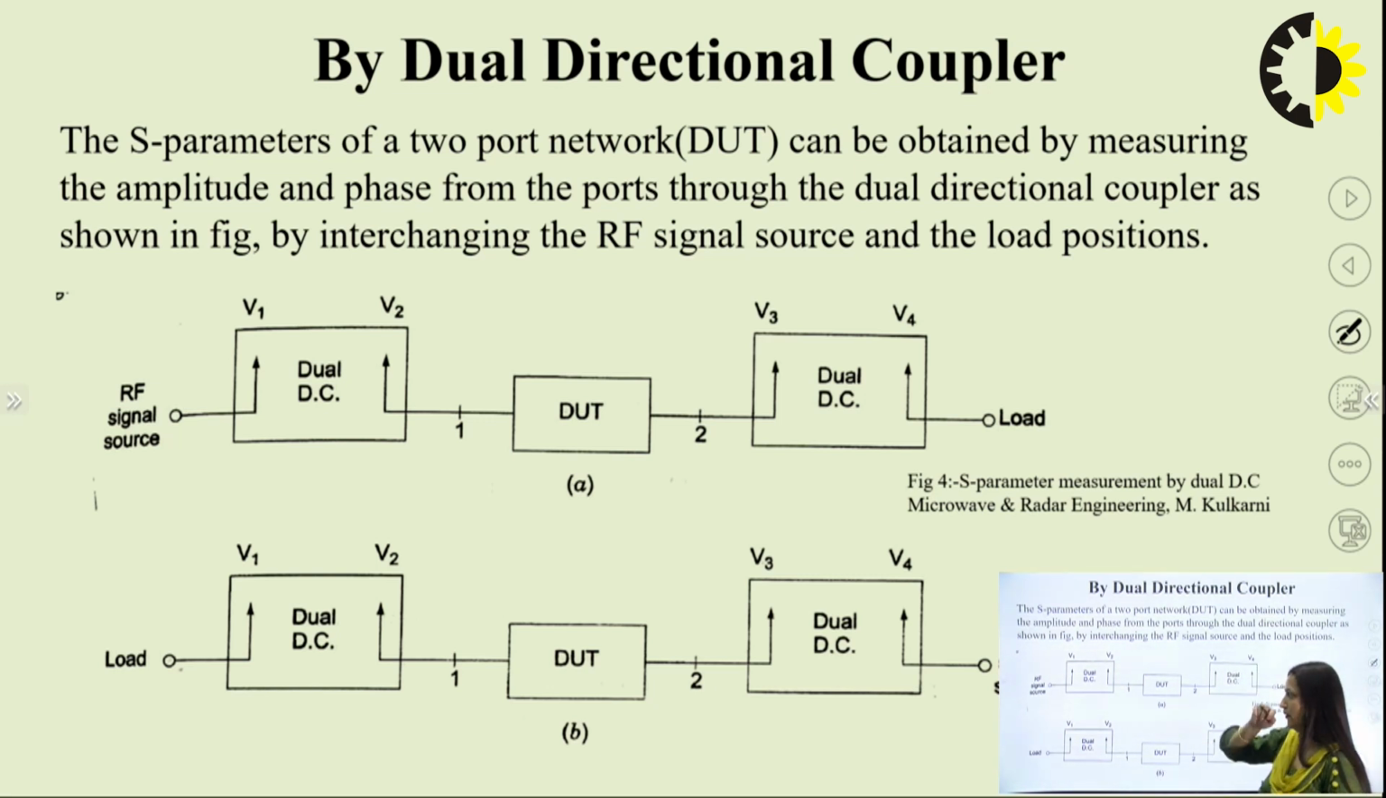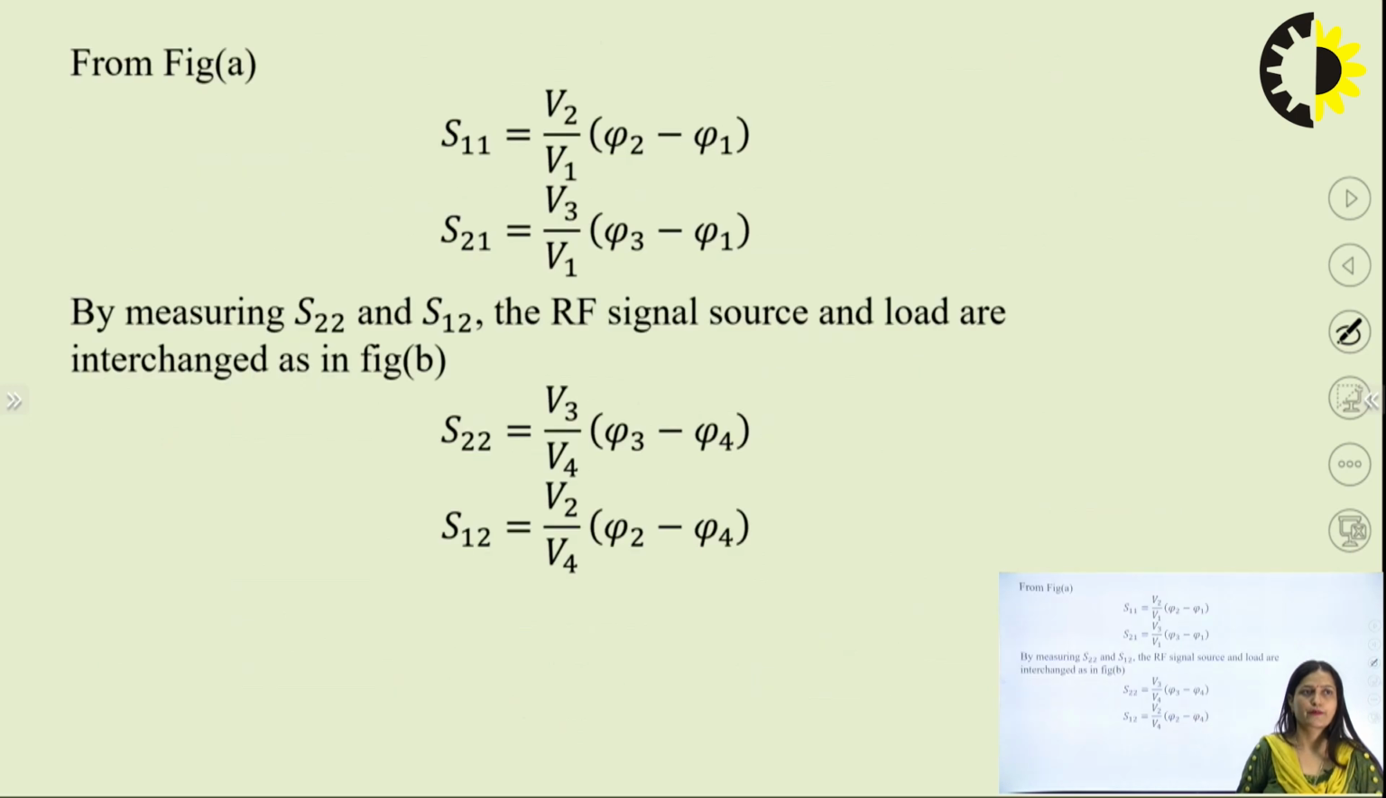See here, this is the dual directional coupler. The RF signal is given at this point, and from this it is given to your DUT, then again through the dual directional coupler to the load. This is the first case. In the second case, see, the load is placed here and the RF signal is placed here. It means the positions of the load and the RF signal are interchanged.